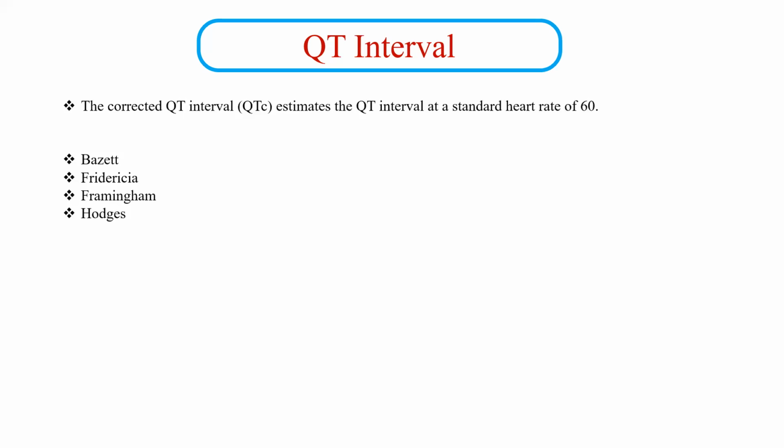Now, the Bazett formula is the most commonly used one. And whenever you have a heart rate between 60 and 100, which is the normal heart rate, the Bazett formula is very accurate. However, if the heart rate is outside this range, either below 60 or above 100, the Bazett formula is overestimating the QTc interval. So in this case, we use either Fredericia or Framingham. I love Framingham more.